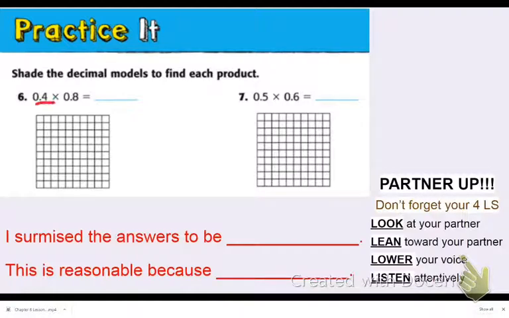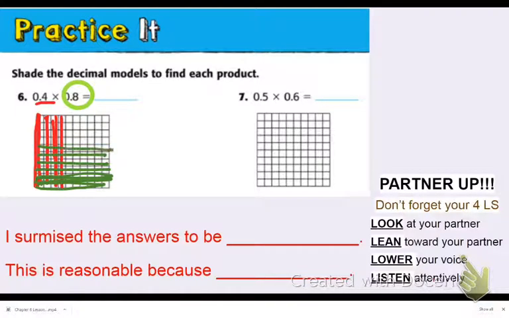I'm going to shade 4 tenths. 1, 2, 3, 4. Okay, step 2, go ahead and shade your second value. My second value is 8 tenths. All right, well, here's 1 tenth, 2 tenths, 3, 4, 5, 6 tenths, 7, 8 tenths.